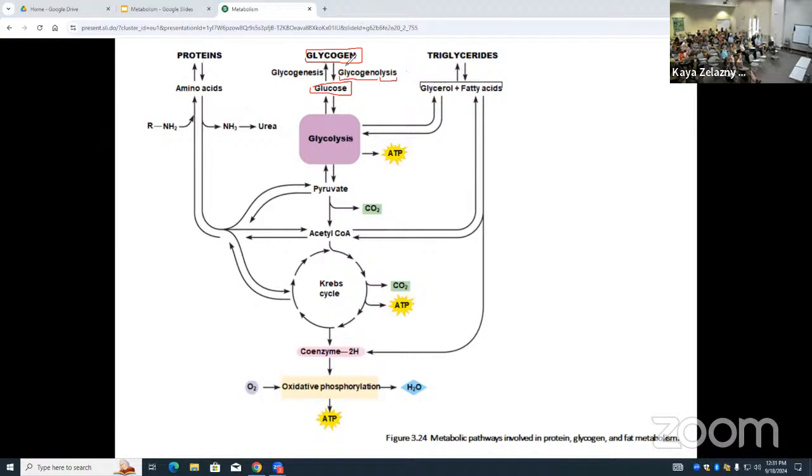So breaking down that glycogen. And if you have extra glucose, you can actually store it in the glycogen. That's the point of it. So you can do glycogenesis as well. So these are all kind of like spin-offs of this main idea.